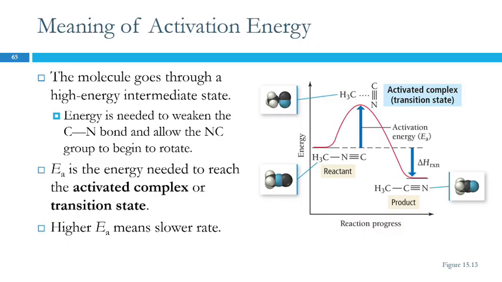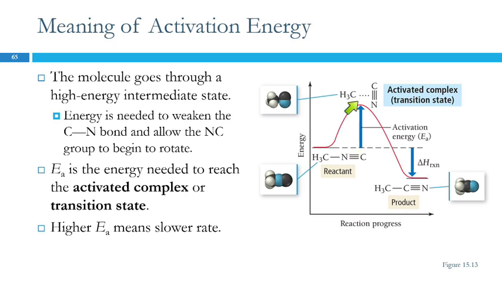So in order for it to get to this position where it's twisted 90 degrees, it needs a certain amount of energy. At this point, it could go forward or it could come back, right? This is going to move one way or the other. So you need energy to weaken the bond between this carbon and the nitrogen and let this thing rotate. EA is the activation energy, the energy needed to reach the activated complex or the transition state. So when that's twisted, that's like the transition state. That's a state it goes through in the middle.